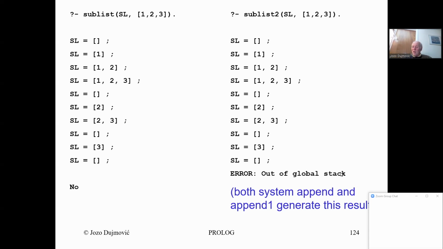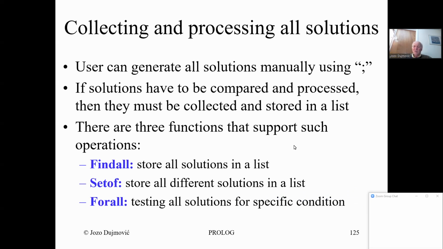So both system append and append1, the homemade append, give the same result. And things like that happen. If you want to eliminate that, then you have to not continue with this after you create all results, but you have to stop earlier, or you have to have a cut mechanism that you use to eliminate this earlier.